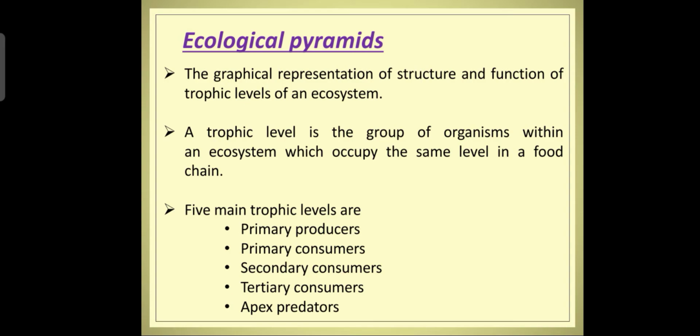A trophic level is the group of organisms within an ecosystem which occupy the same level in a food chain. Here, an organism occupies a position in a food chain and thus we can know what it eats and what eats it. There are 5 main trophic levels within a food chain, each of which differs in its nutritional relationship with the primary energy source. They are primary producers, primary, secondary, tertiary consumers and apex predators.